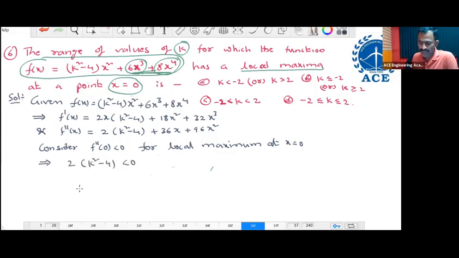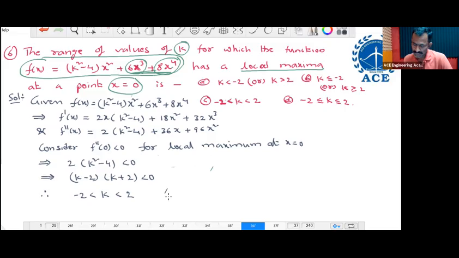If we simplify this, we get the values of k for which it will have a maximum, which implies (k minus 2) into (k plus 2) less than 0. Therefore, minus 2 less than k less than 2 only. That is, only for the values of k between minus 2 and 2, the function will have a local maximum at x equals 0. Otherwise, it will not have a local maximum.